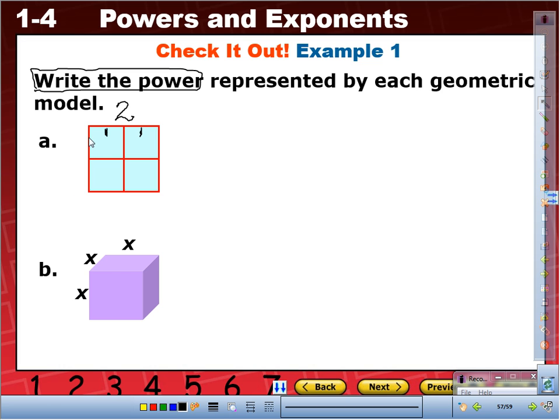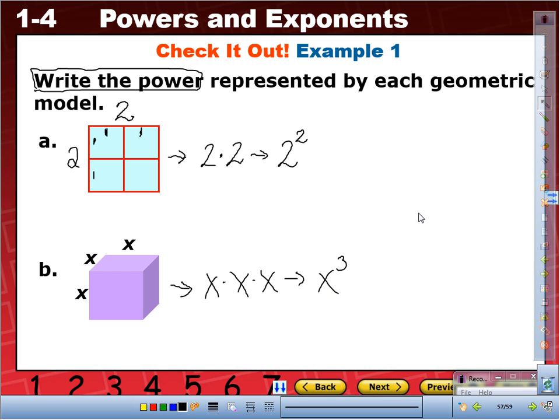So if this is a square, what does this side measure? 1, and this one 1. So what is this entire side? 2. So to find the area, we know that we multiply side by side. So this is 2 times 2. And how can we represent this in a power form? 2 to the square, or to the second. And with that same idea, look at this one. This times this becomes x times x times x. And what is the power for that one? X to the third, or cube. Copy that, please.